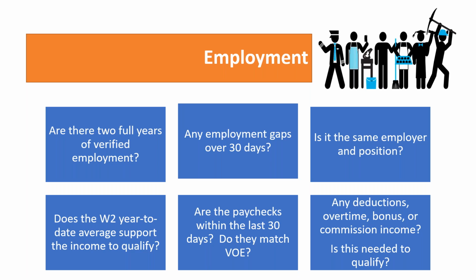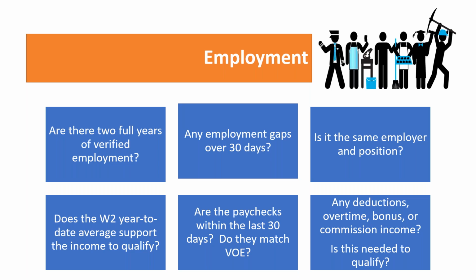Do you have overtime, bonus, or commission income? And do you need any of these incomes to qualify? Remember, you only need to document the necessary items for the borrower to qualify. If the borrower qualifies with only the base pay, then you only need to document that.